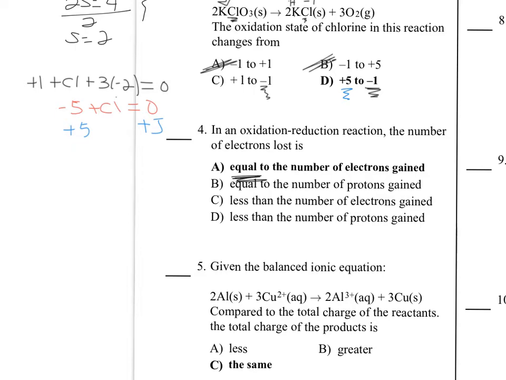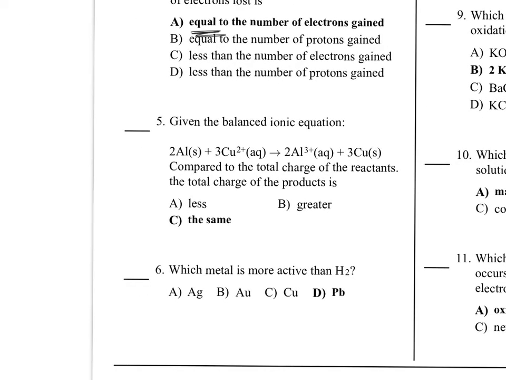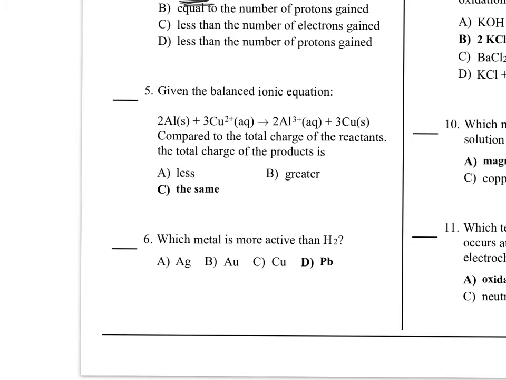Alright, for the next one, we have number 5. Given the balanced ionic equation, compared to the total charge of the reactants, the total charge of the products is what? Okay, so that again goes back to the same concept of conservation of charge. So if I have a +2 charge over here net, then I should have, I don't have a +2 charge. I have a 3 times 2 plus. I have a +6 charge over here.